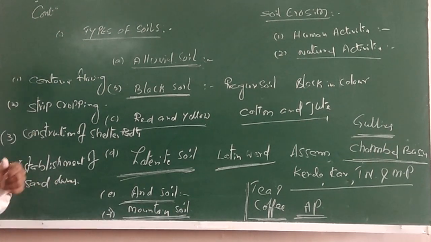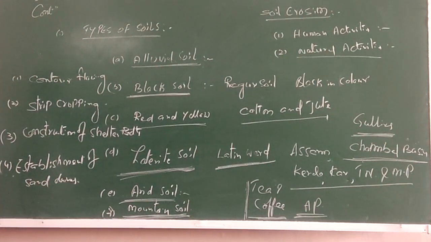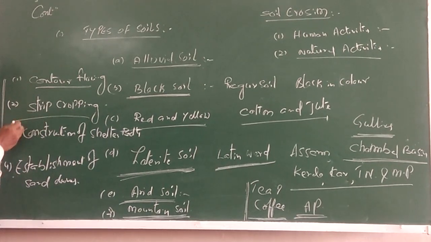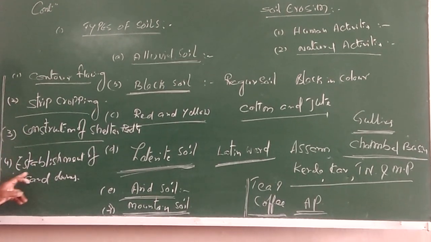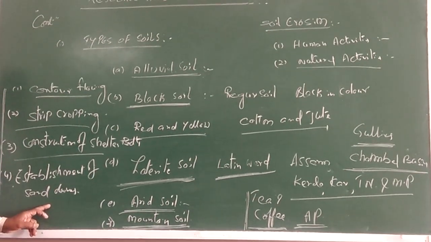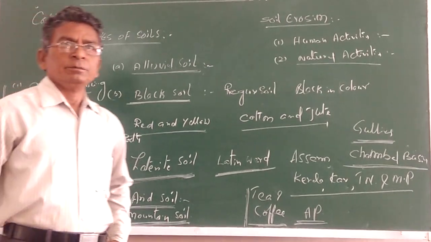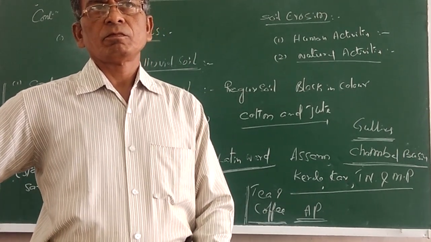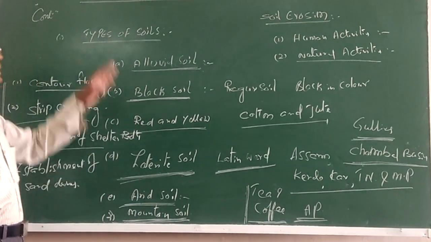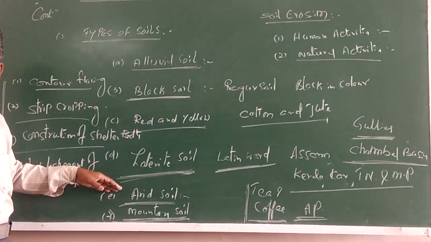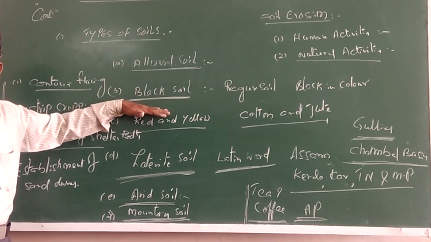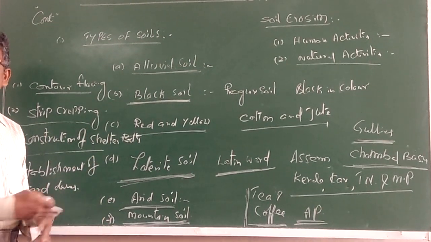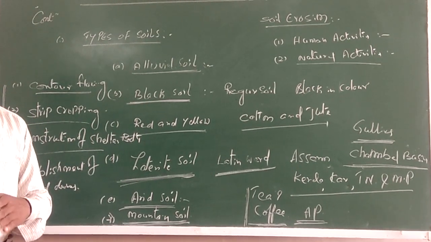So children, what are the major steps that can be taken to control soil erosion in the hilly region? These are the 4 steps. Number 1 is contour plowing. Number 2, strip cropping. Third one is construction of shelter belts, and the fourth is establishment of sand dunes. By applying these 4 methods, we can control soil erosion. So in this class, we have discussed the classification of soils, that is types of soils: alluvial, black soil, red and yellow, arid soils, laterite, mountain soils, and just now, soil erosion and steps to control it.